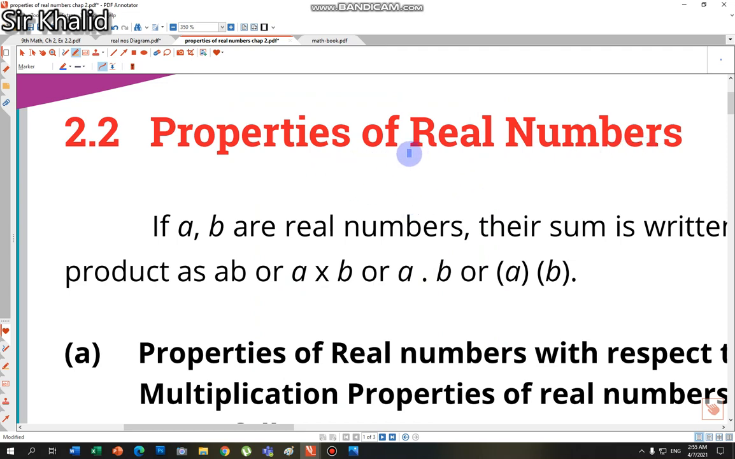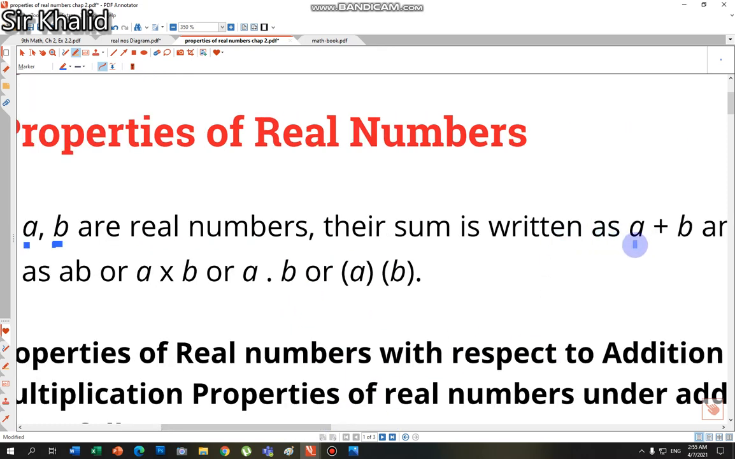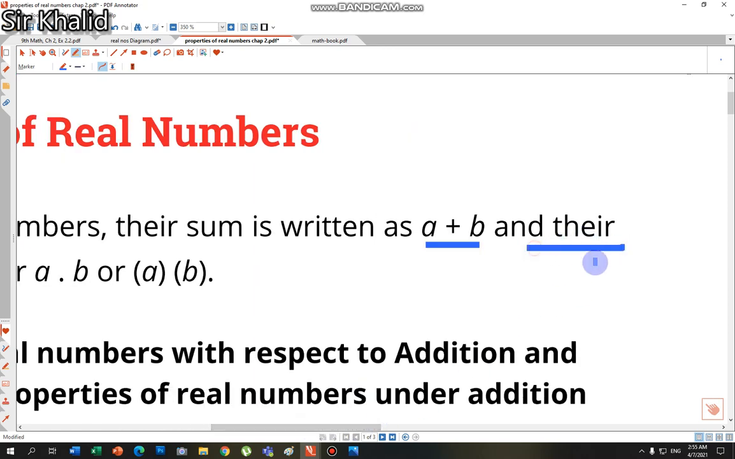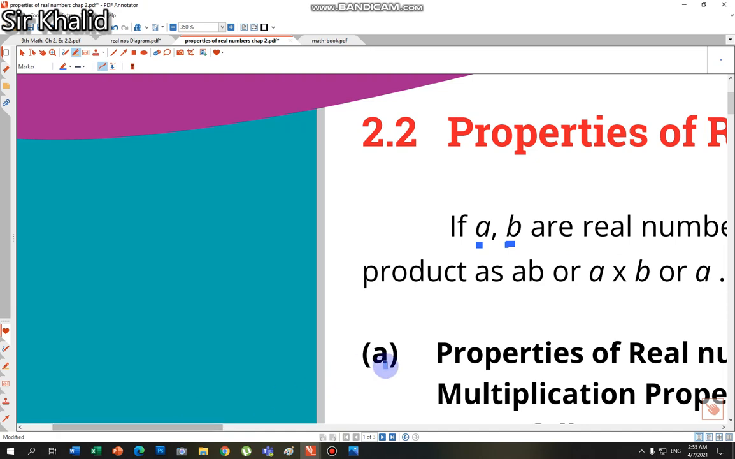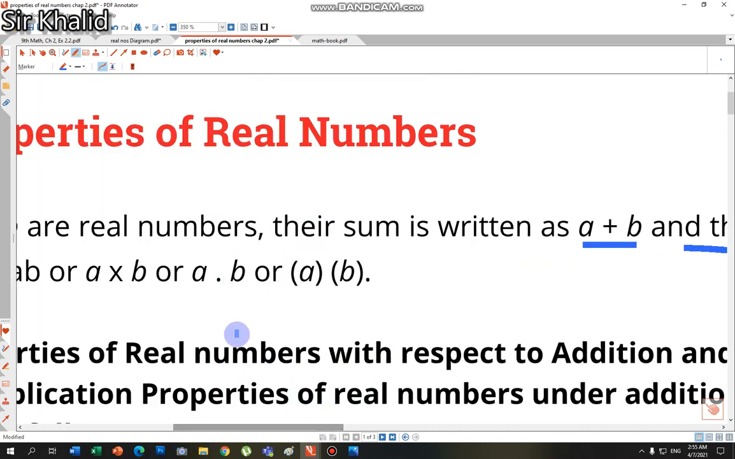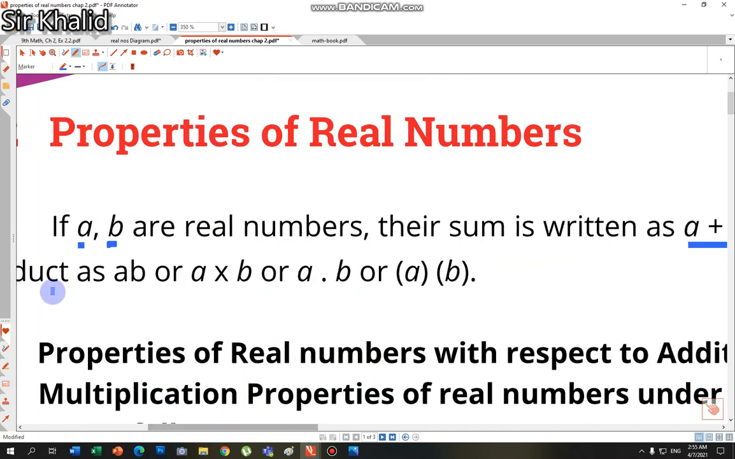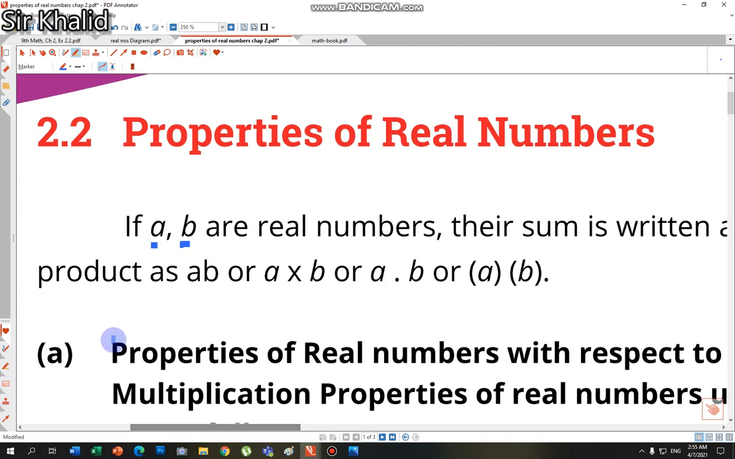After discussing the real numbers with you, now suppose that a and b are two real numbers, and their sum is written as a plus b, and their product as ab, or a multiplied by b, or a dot b.